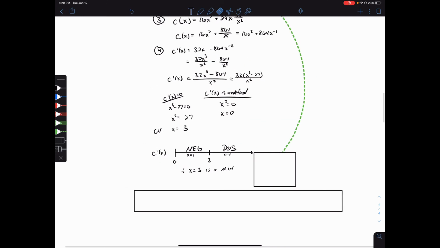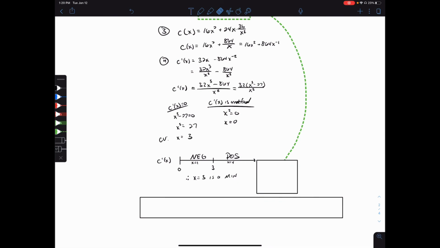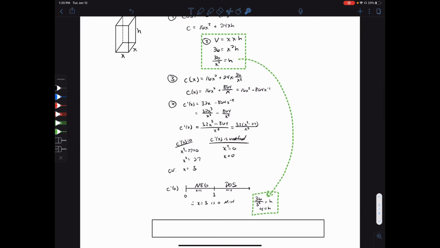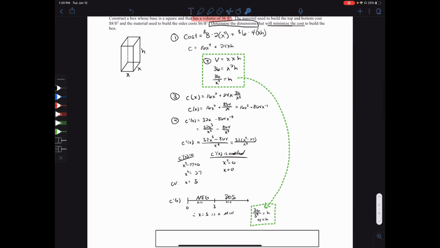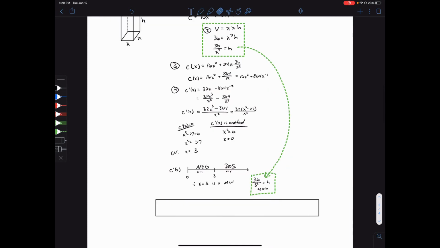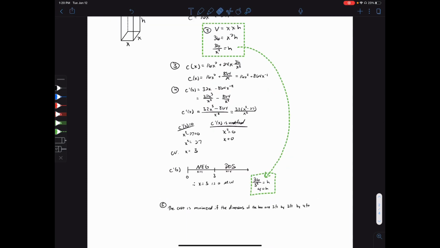So if we try to answer the question, which is what are the dimensions? We're saying one of the dimensions is 3. The base is 3 by 3. To find the other dimension, I take my constraint and I replace the x value with 3, and that's going to end up giving me a height of 4. The cost is minimized if the dimensions of the box are 3 foot by 3 foot by 4 foot.